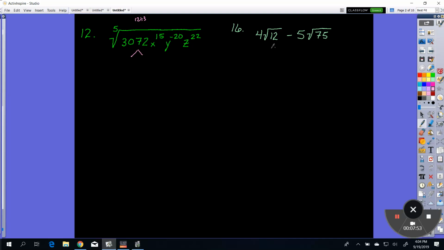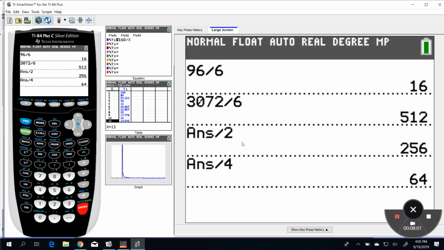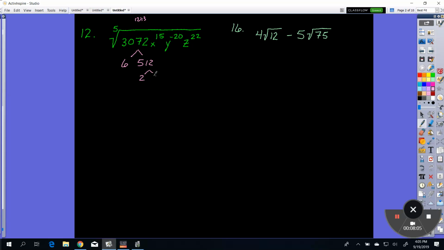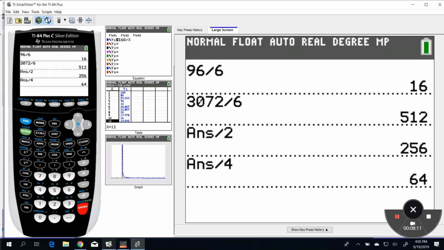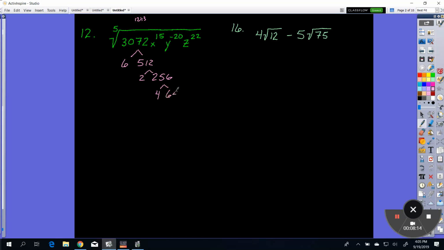So let's go back and write this down. So divided by 6 is 512. We divided this by 2 again, and we got 256. We took 256 and divided it by 4, and we got 64. And then 64 we know is 8 times 8. So I'm looking for 5 of a kind.